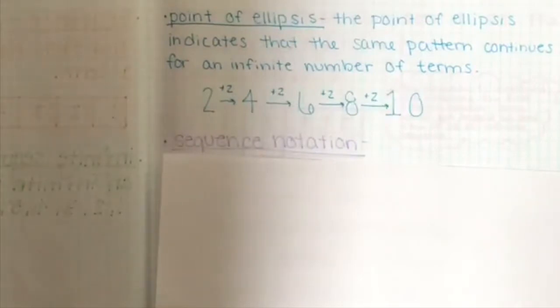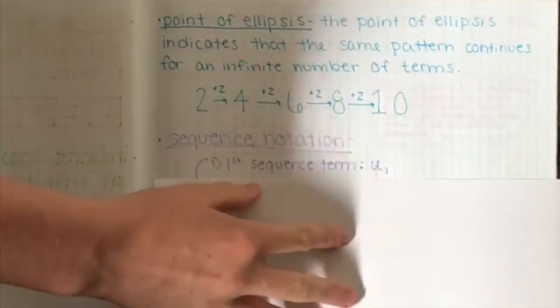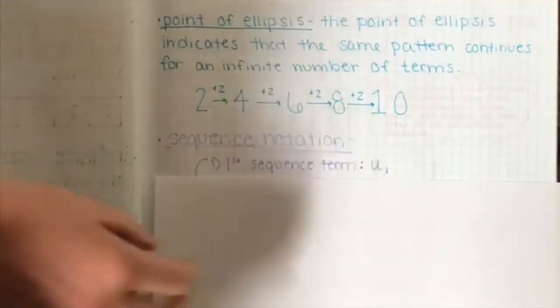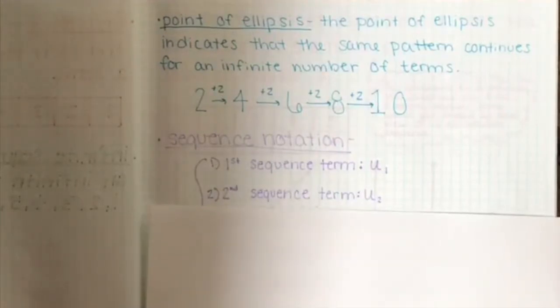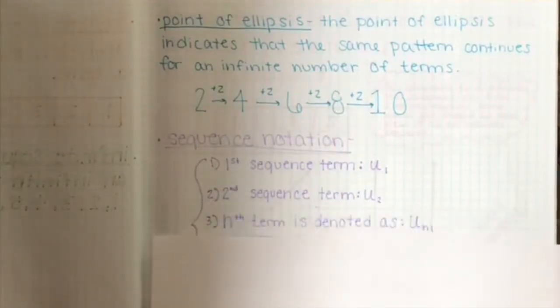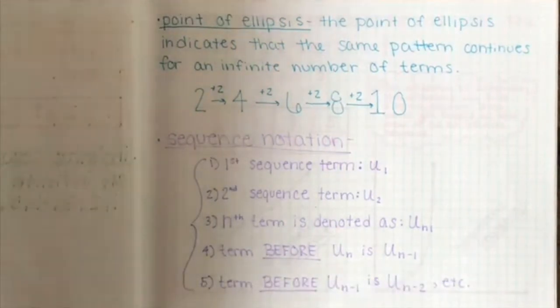The next thing is really important, so I'll take it slow. It's called sequence notation. These notations denote certain terms of a sequence. The first sequence term is denoted as u sub 1. The second sequence term is denoted as u sub 2. The nth term is denoted by u sub n. The term before u sub n is u sub n minus 1. And the term before u sub n minus 1 is u sub n minus 2. And this will go on.